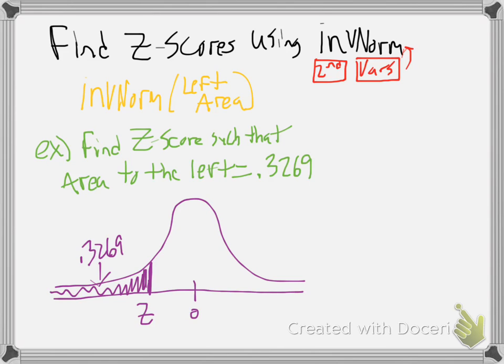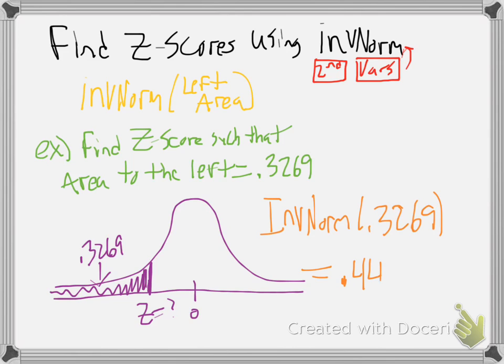0.3269. Now I'm putting that 0.3269 above the number line because that's an area, and I want to know what the z is. Well, we'll use inverse norm: second vars, inverse norm of 0.3269, press enter, and rounding to 4 digits you get negative 0.4485. So let's move on to the next example.